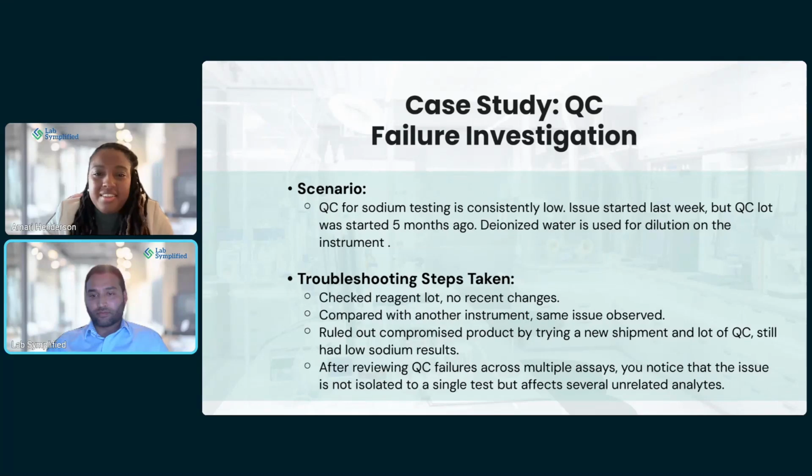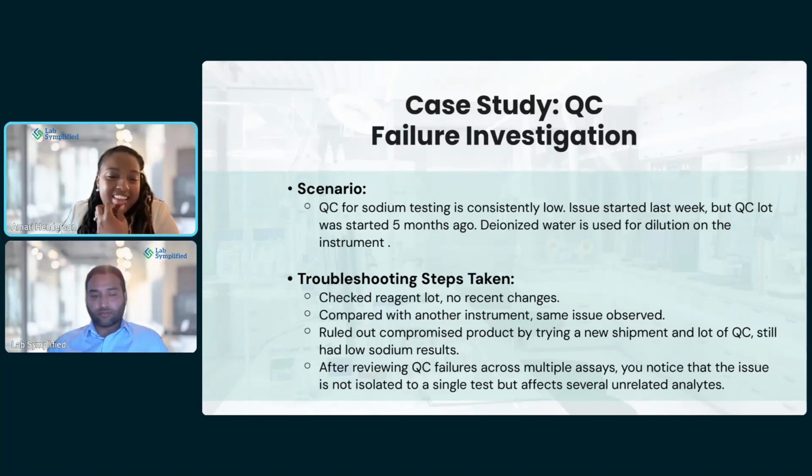Okay, so I do have a little fun case study here. The scenario is your QC for sodium is testing consistently low. Your issue started last week, but your QC lot was started 5 months ago. Oh, no, I'm sorry. You do use deionized water for dilution on the instrument.